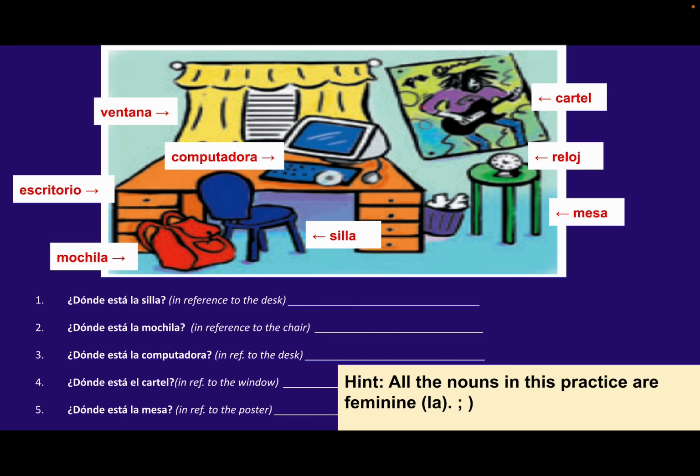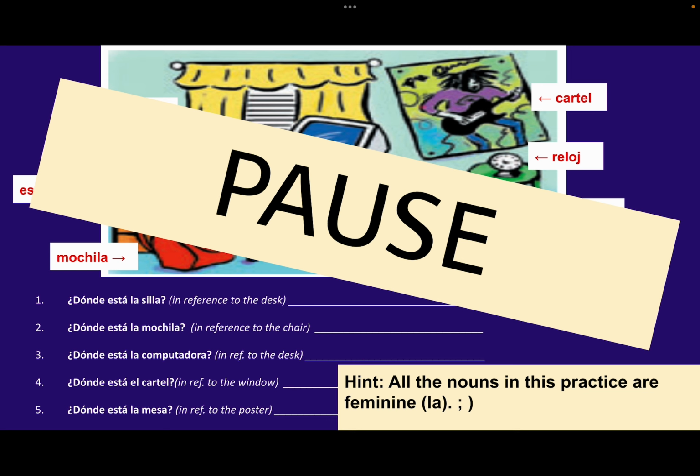All right, and now let's get some more practice. Final practice in this video. Go ahead and write where these things are. Use the correct form of estar and your prepositions. So like, where is the chair in reference to the desk? So you could say like the chair is in front of the desk. So I'll say la silla está delante del escritorio. Hey, if you're not sure things are feminine or masculine, all the nouns in this practice, they're feminine. That'll help you out if you're not sure if it's gonna be el or la. All right, go ahead, pause it, try your best, come back and compare.